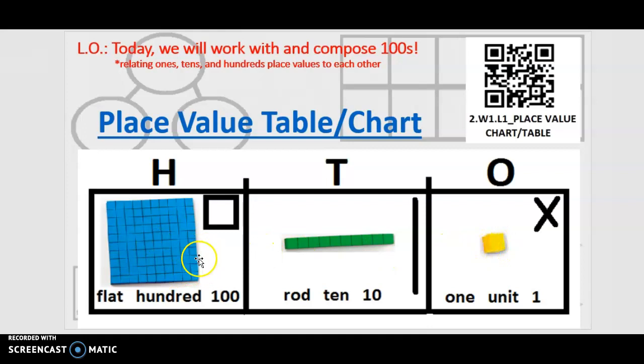Same thing if we're going to flats. We know that this makes 100. So if we were to count 1, 2, 3, all the way down, we could say that one flat has 100 units. If we skip count by 10: 10, 20, 30, 40, 50, 60, 70, 80, 90, 100, we can say that one flat has 10 tens.